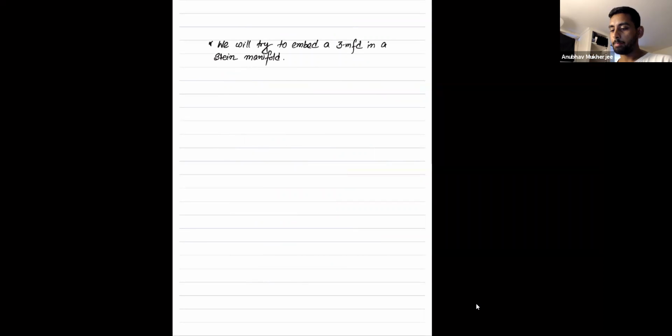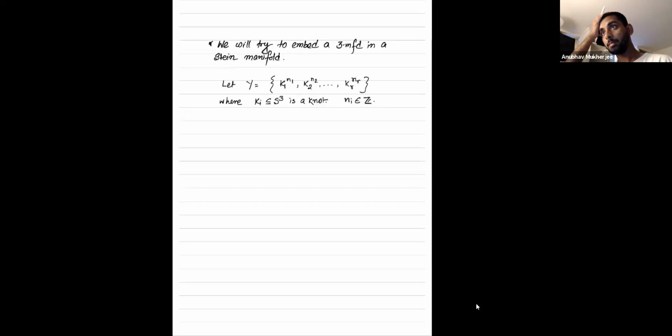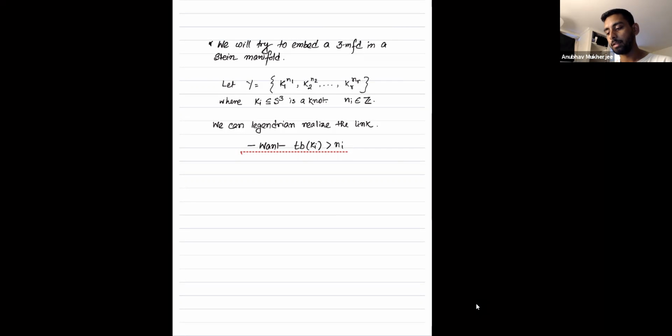So we'll try to embed a 3-manifold in a Stein manifold. Let's say Y has this representation: K1, K2, through Kr are the knots with surgery description coefficient Ni, which is an integer. Every 3-manifold, we know, can be represented by such a surgery representation, where the Ki's are knots in S3 and the Ni's are some integers. We can Legendrian realize this link L, which is the union of all these knots. And we want the Legendrian realization to have Thurston-Bennikin number bigger than the smooth coefficient Ni.